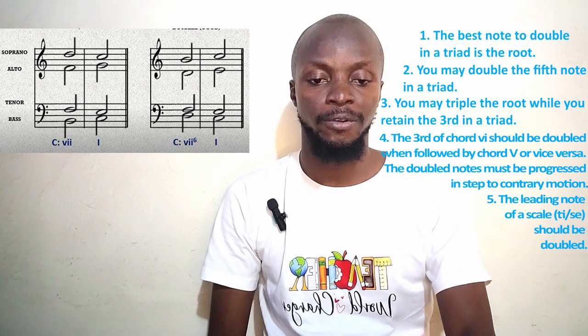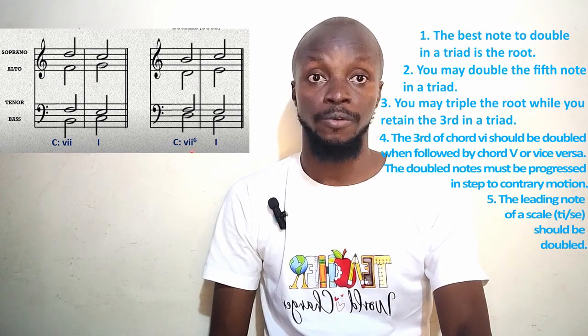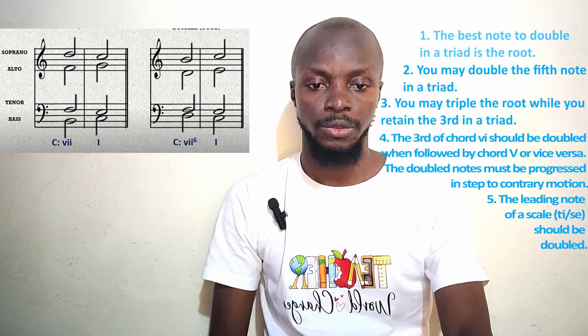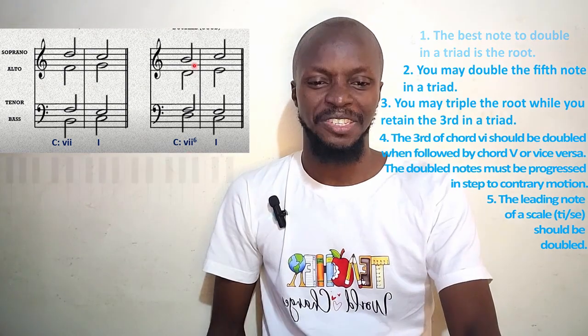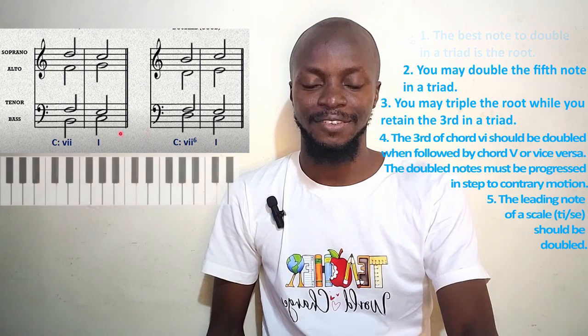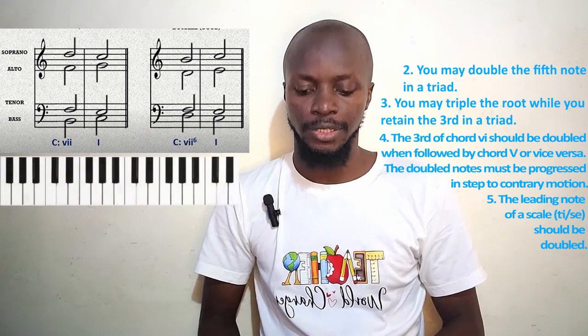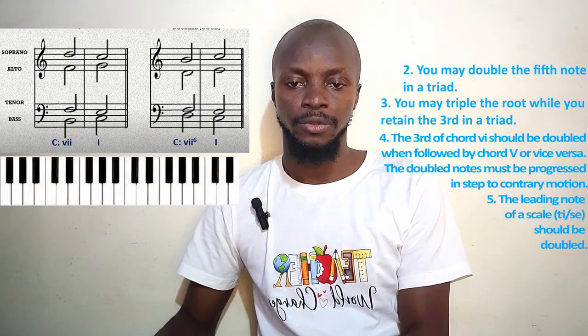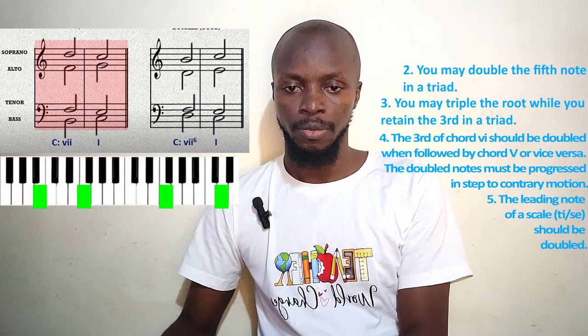So we have it this way. You can have the first inversion of chord 7, the leading note chord, right? So you can have it in the first inversion. This is better than this, right? Let's try to compare the sounds. So we have chord 7 going to chord 1.